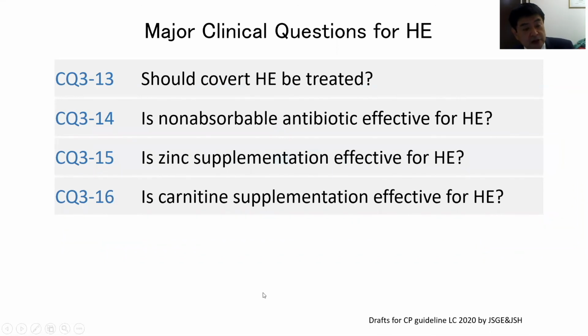For the sake of time, I put four of the clinical questions from the revised clinical practice guidelines. Question 13: should covert HE be treated? Question 14: is non-absorbable antibiotic effective for HE? Question 15: is zinc supplementation effective for HE? Question 16: is carnitine supplementation effective for HE? These four are almost answered, and two of them still need to be examined in the future.